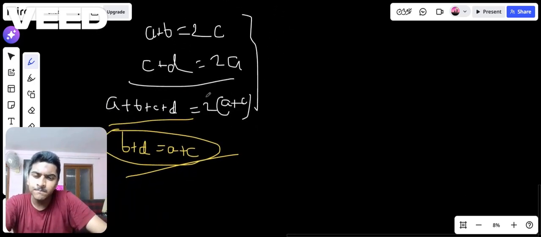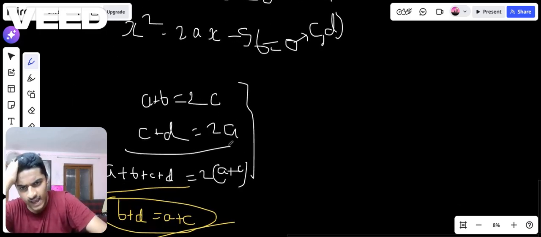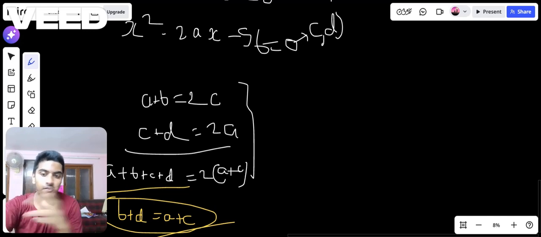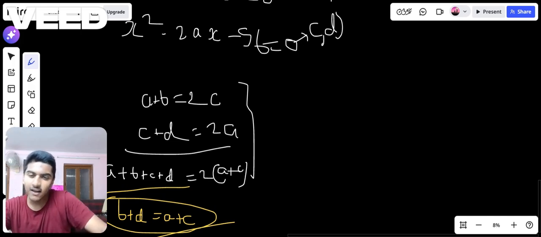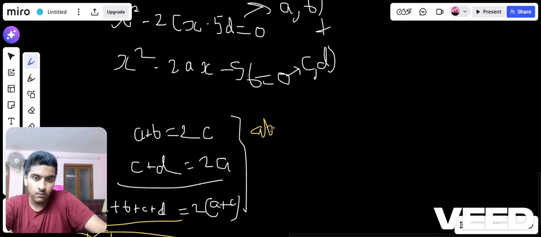So now we have done till this. And also, whenever I find this, especially in a quadratic, the sum of roots and the product of roots, then simultaneously I also try to write the product of roots. So product of roots would be what? a into b is minus 5d, and c into d would be minus 5b.